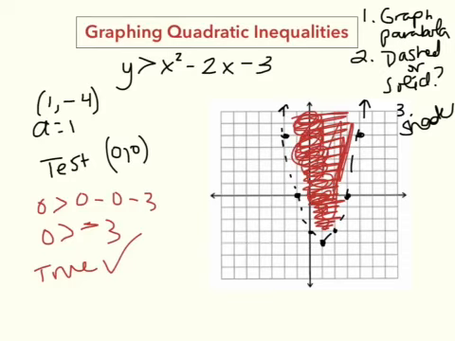So this is graphing a quadratic inequality. Graph the parabola the way we already learned. Make sure you use a dashed or solid line, depending on your inequality sign. And then shade, and you shade using that test point (0, 0). If it's true, shade wherever the origin is. If it's not true, shade where the origin is not.